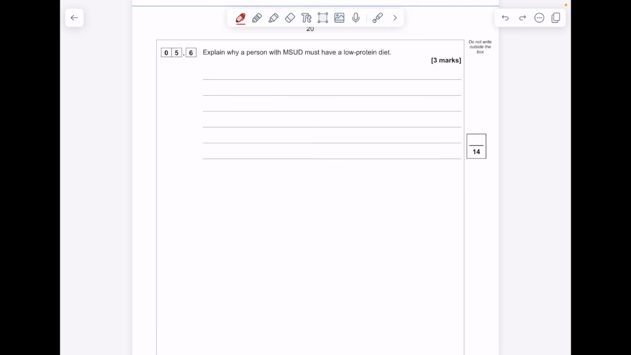Explain why a person with MSUD must have a low protein diet. Well, remember, that's because proteins are broken down by digestive enzymes such as protease into amino acids. And obviously we want to reduce the number of amino acids to prevent toxic P building up.